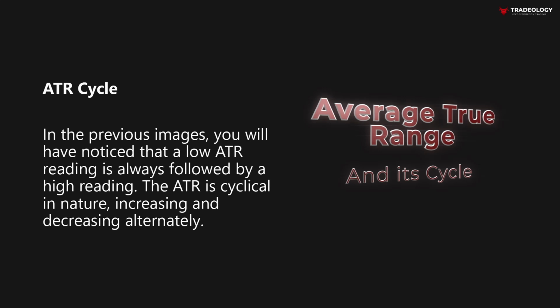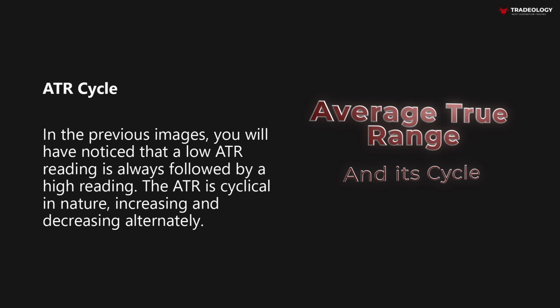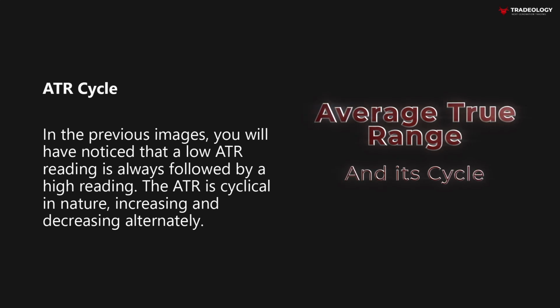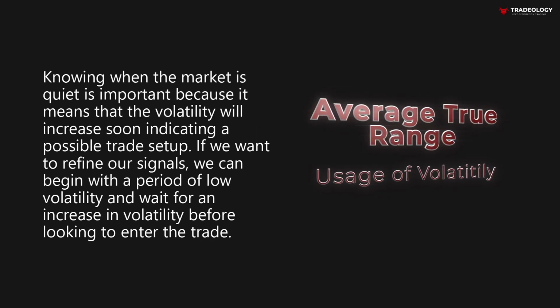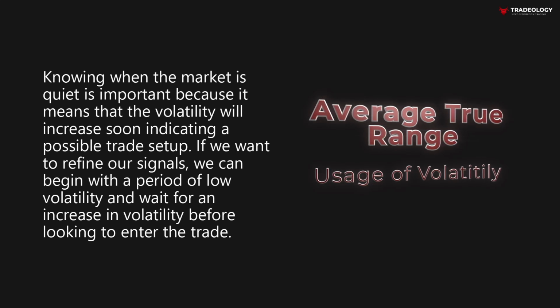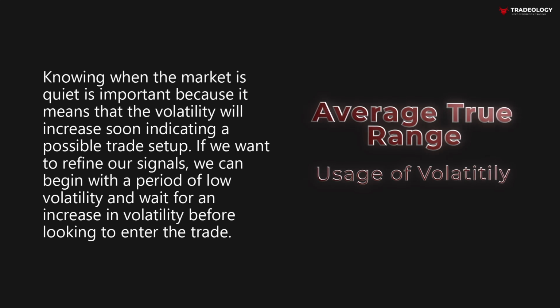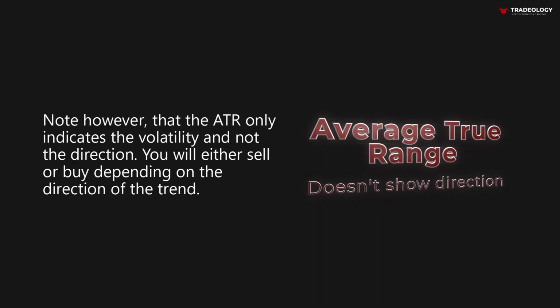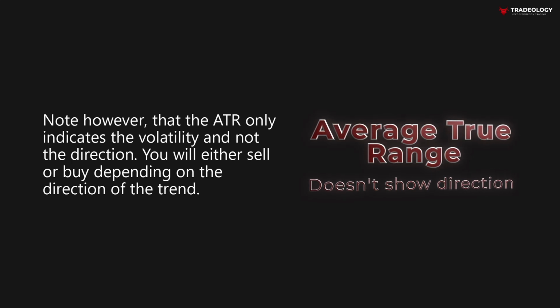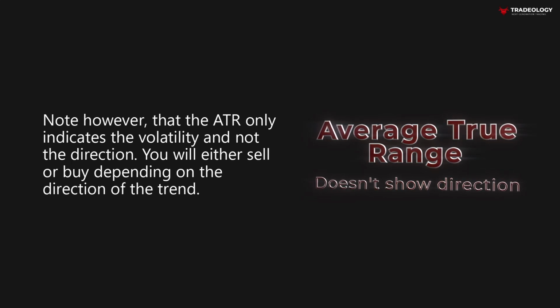The ATR cycle. Now, previously we would have noticed that a low ATR reading is always followed by a high ATR reading. The ATR is cyclical in nature, increasing and decreasing alternately. Knowing that the market is quiet is important because it means that the volatility will increase soon, indicating a possible trend setup. If we want to refine our signals, we can begin with a period of low volatility and wait for an increase in volatility before looking to enter the trade. Note, however, that the ATR only indicates the volatility and not the direction. You will either sell or buy depending on the direction of the trend.